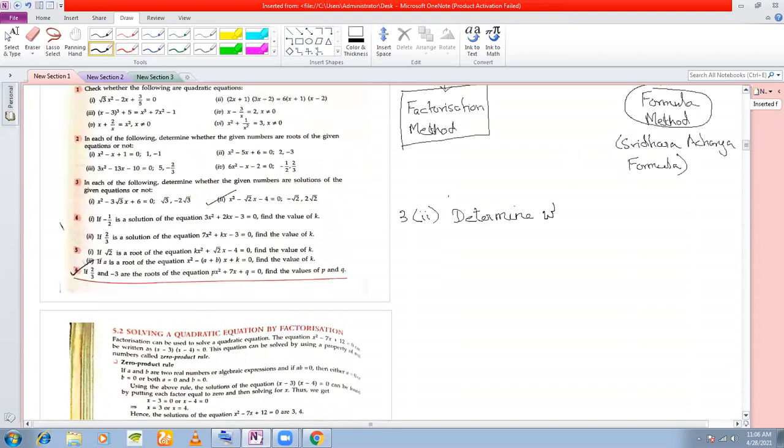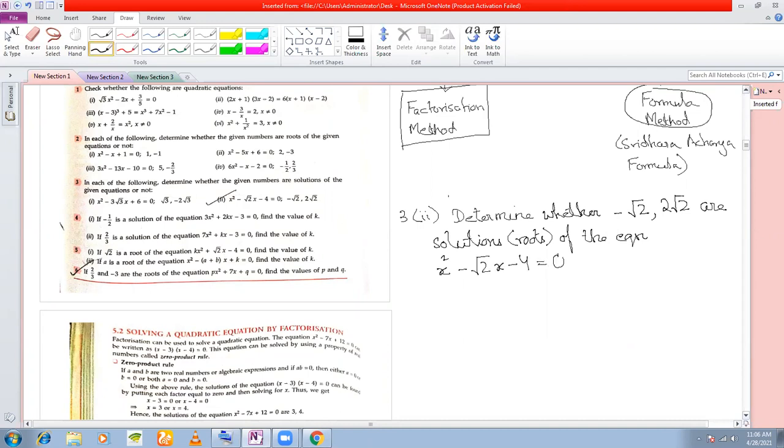Determine whether minus root 2, comma 2 root 2 are solutions. Solutions are also called the roots of the equation, as I told you last time, of the equation x square minus root 2x minus 4 equal to 0.